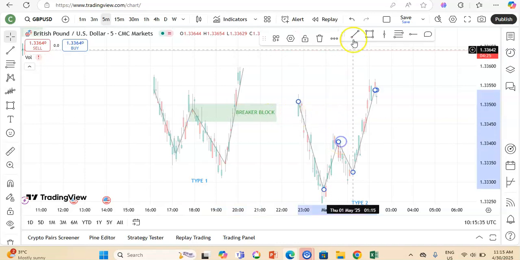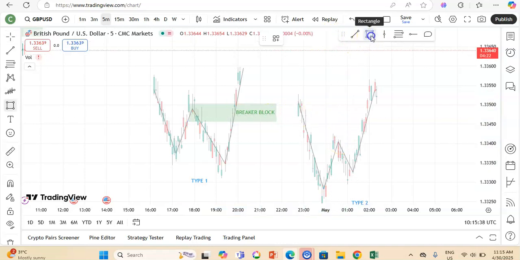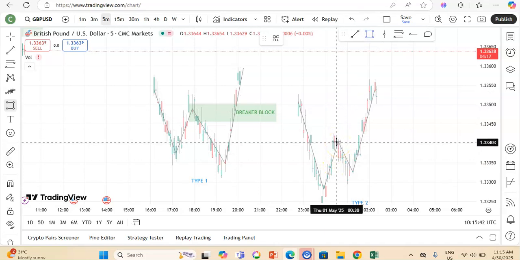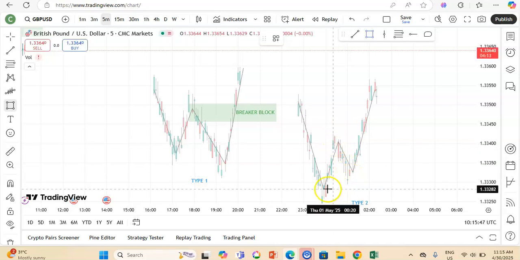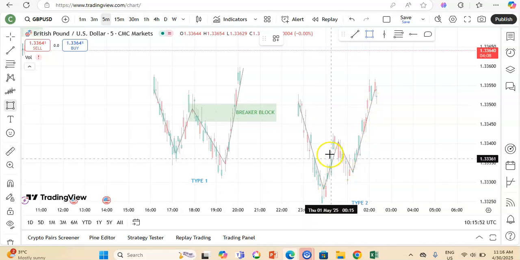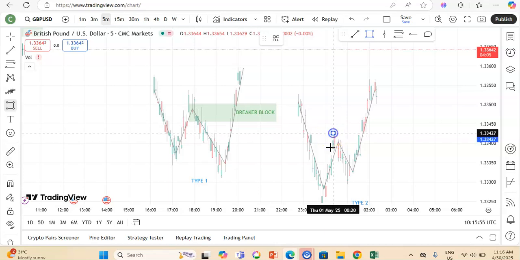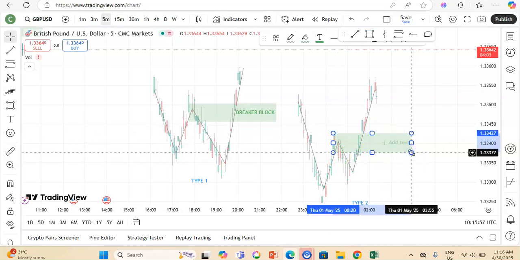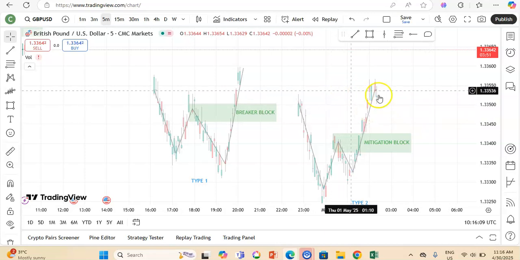And this one, the type 2, which is the last bullish candle that could not take out this low, which is also a failure swing because it failed to take out this low and then broke. This one now becomes a what? This one becomes a mitigation block. Mitigation block.